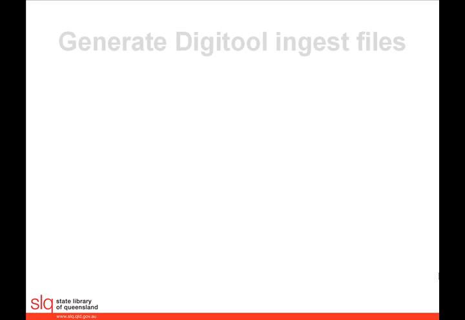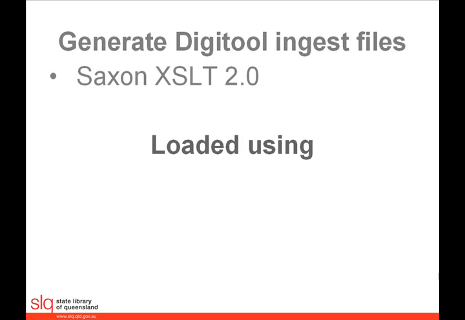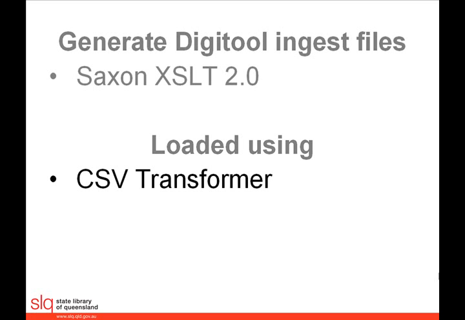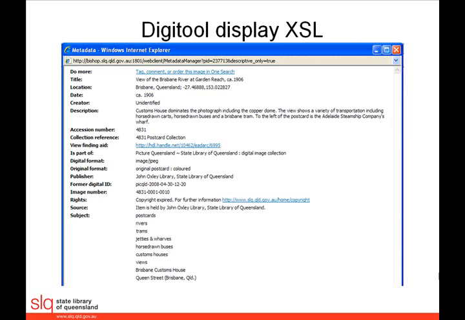We used two transformers to load our records: the CSV transformer for photos, maps, artist books, and music scores, and the MARC XML with associated file streams transformer for finding aid EAD and audio and video. I added code to the Digitool metadata display XSL style sheets for Dublin Core, MARC, and EAD. For example, I changed element labels, rendered hyperlinks, and provided links back to Primo.